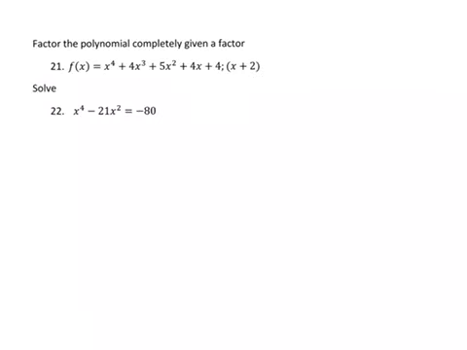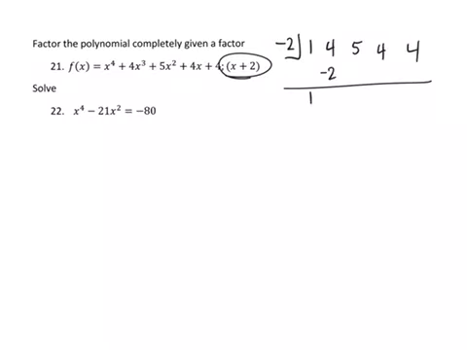So factor this polynomial, given this is a factor, so this should give me 0 when I do that. So I'm going to plug in -2. Again, my coefficients are 1, 4, 5, 4, and 4. So it's 1, -2, 2, -4, 1, -2, 2, -4, and 0. And then what I have here is my remainder of 0.